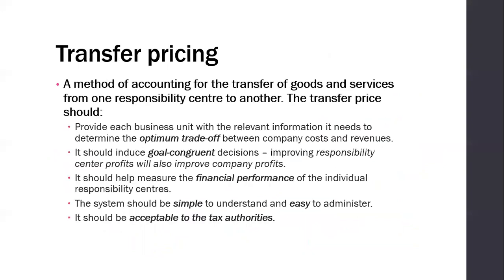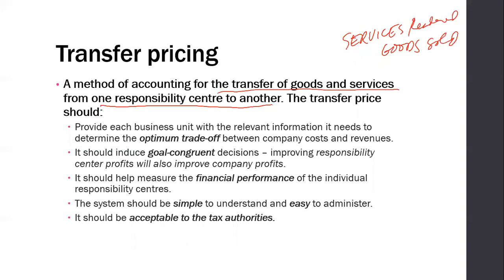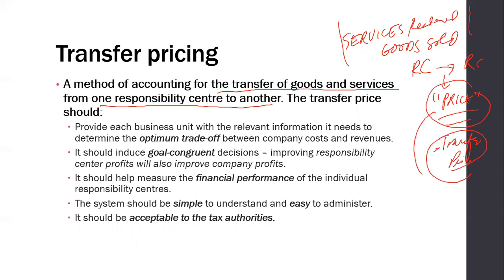Transfer pricing is a method of accounting for the transfer of goods and services from one responsibility center to another. If there are services or goods sold, or services rendered, by one responsibility center to another, there could be a price to those services, and that price is called the transfer price. And since those services are being priced, all responsibility centers that provide services to another responsibility center will now have revenues.